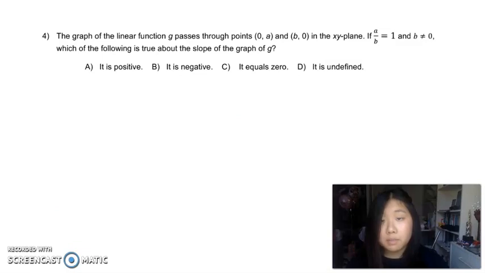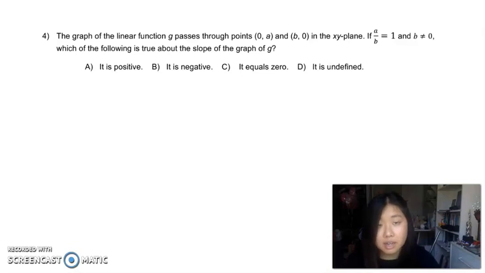Okay, the next problem says, the graph of the linear function g passes through points 0, a and b, 0 in the xy plane. If a over b equals 1 and b does not equal 0, which of the following is true about the slope of the graph of g? Okay, this problem seems like a lot at first because there are a lot of words and a lot of complicated components, but we can break it down one by one and see that this problem is actually not very hard.